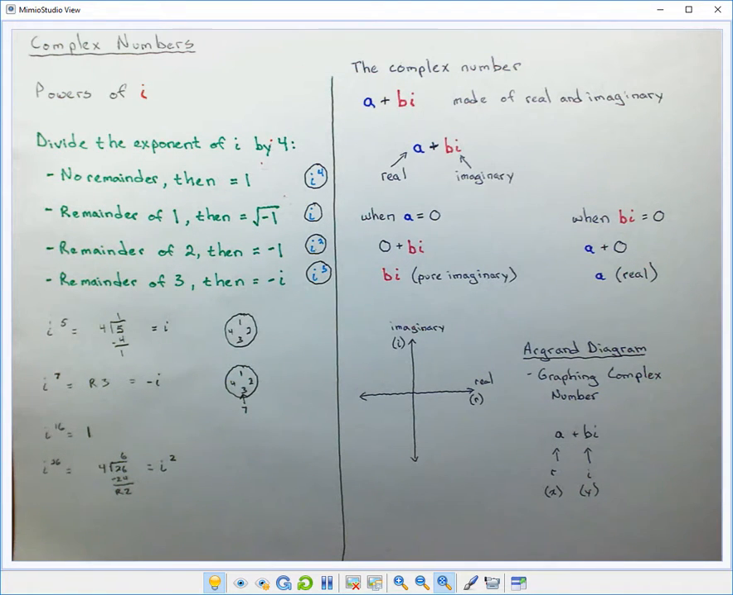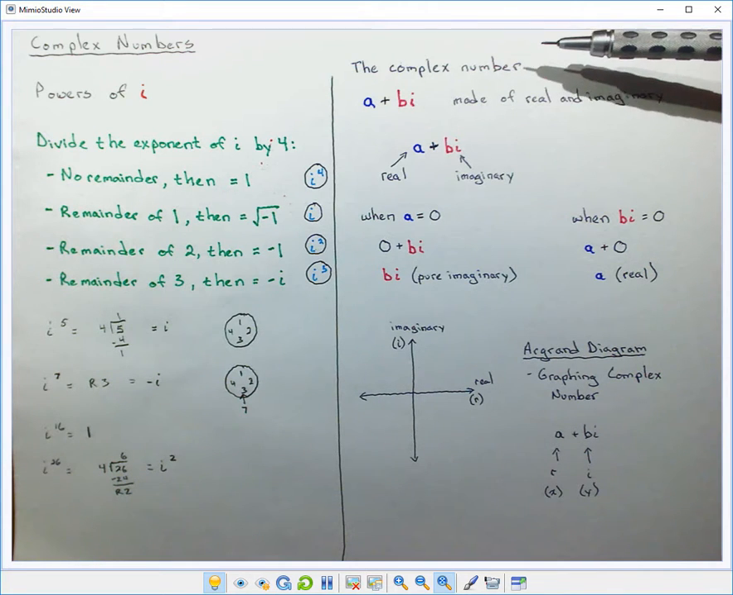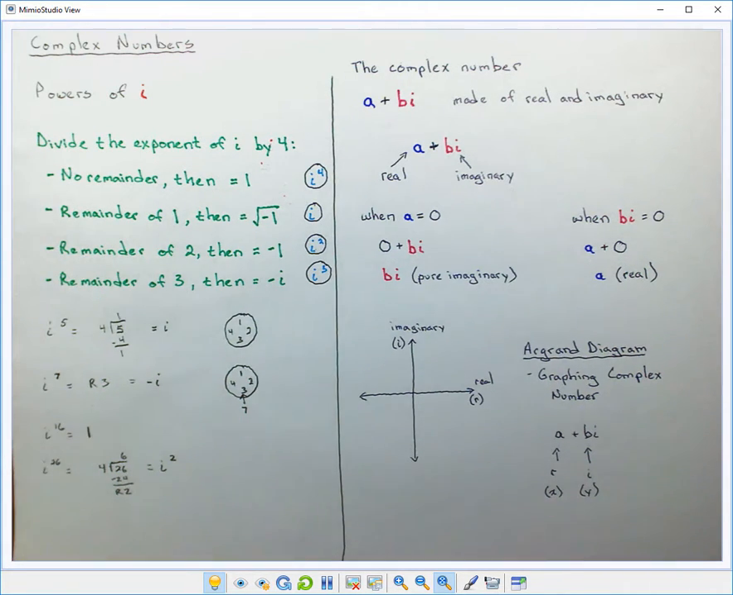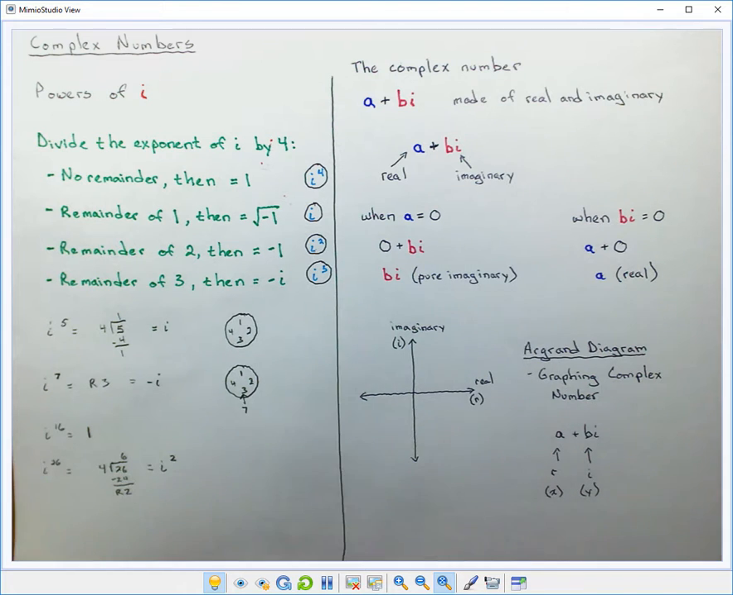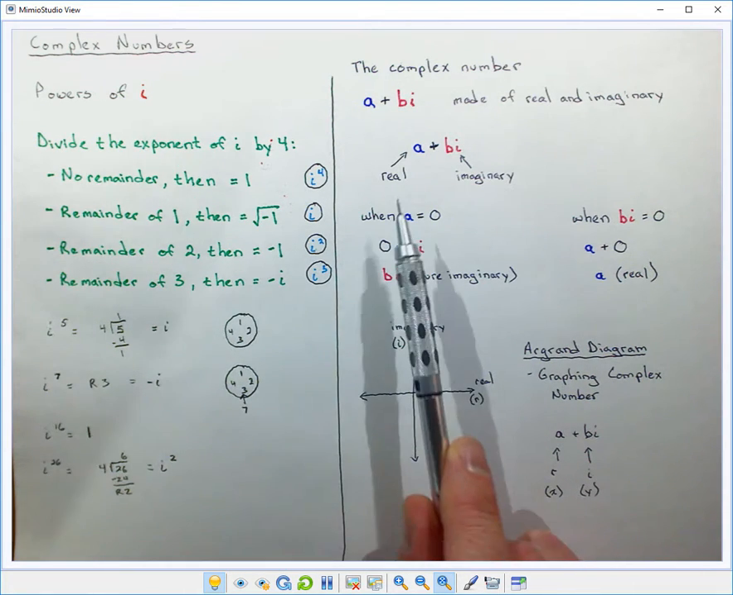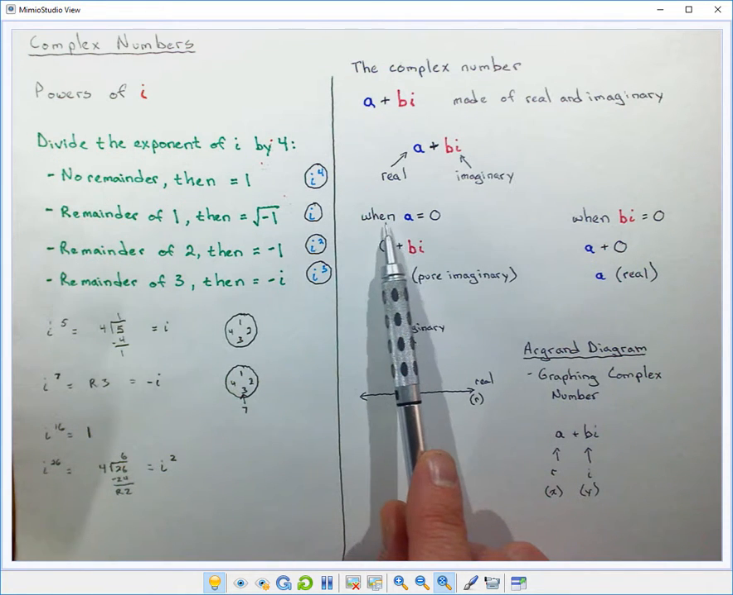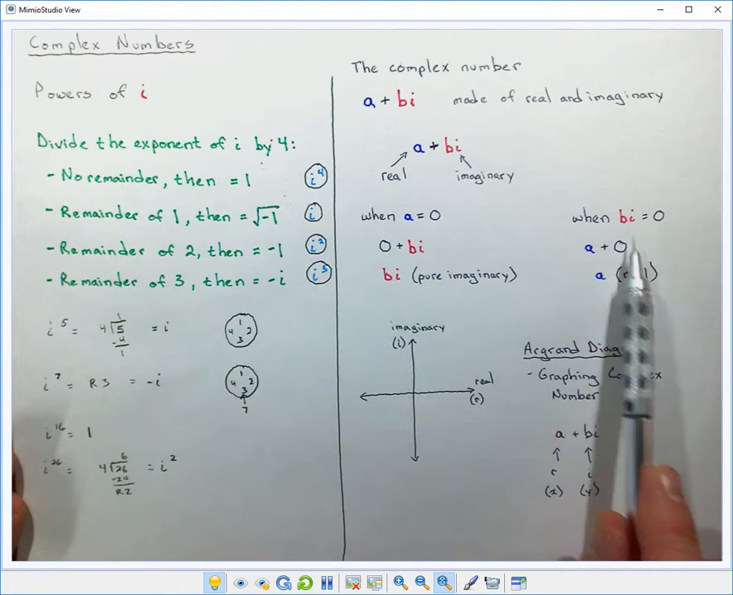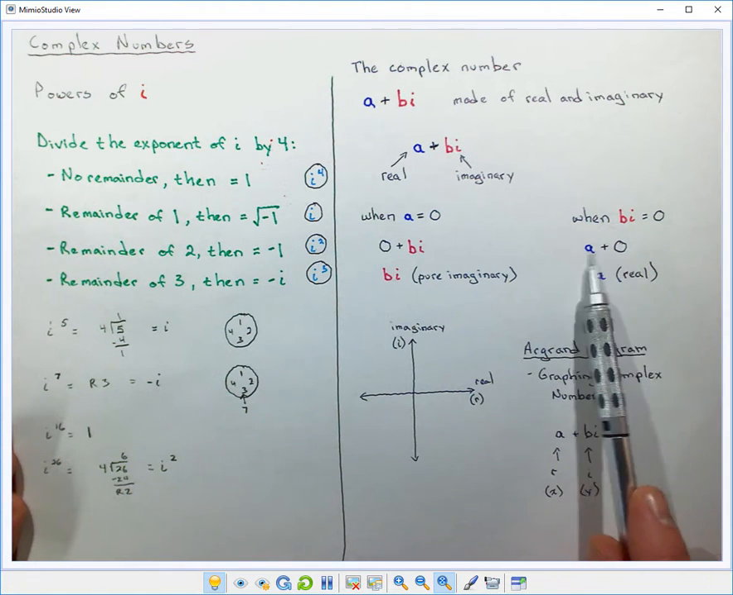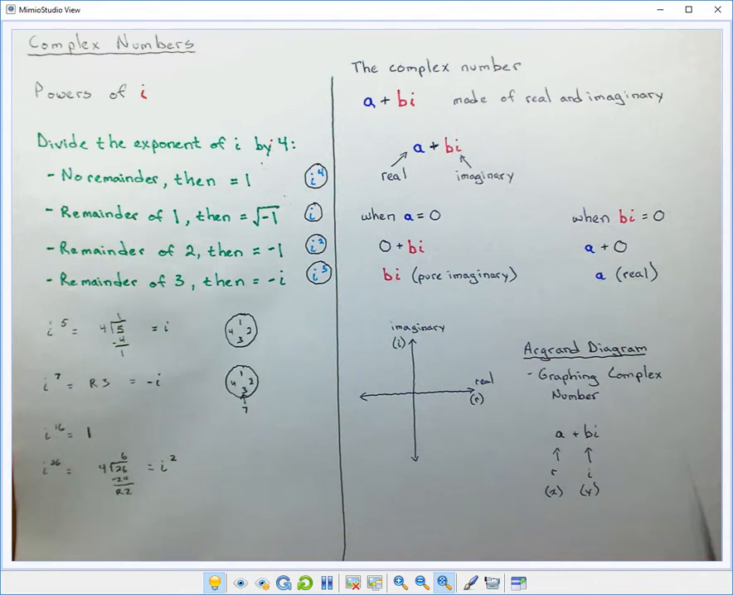Okay, so to wrap up, we finally get to complex numbers. The complex number is a composite. It's made of a real number and an imaginary. A is my real portion, and bi is my imaginary portion. It's easy to see that this falls in line with everything we've been talking about. Whenever a is equal to 0, we just get a pure imaginary number, bi. And whenever bi is equal to 0, we end up with just a, a real number.